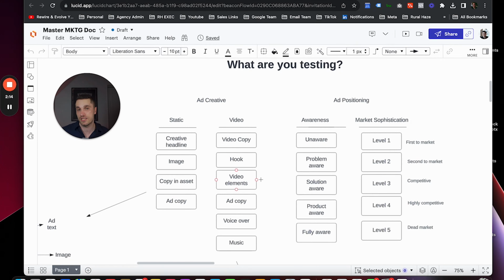Now, you may not need to test each of those variables. You may just be trying to find something that's going to work, that you can scale. But then when you do find the things that scale, you want to know what you are testing. Because are you making iterations? Are you trying to make something drastically new, a whole new concept?